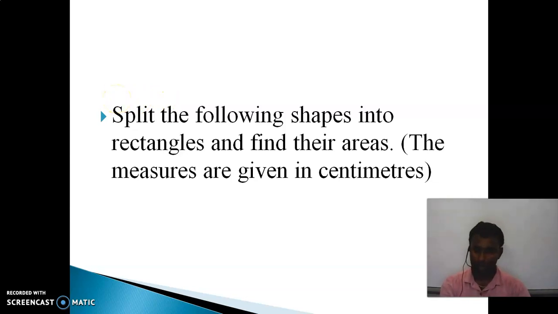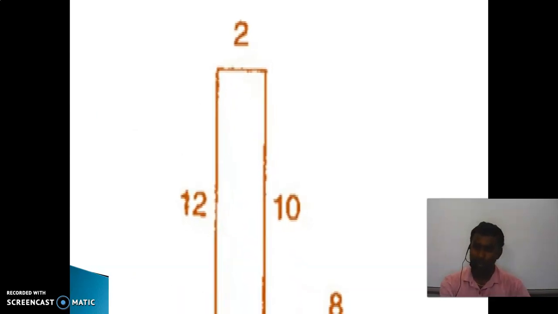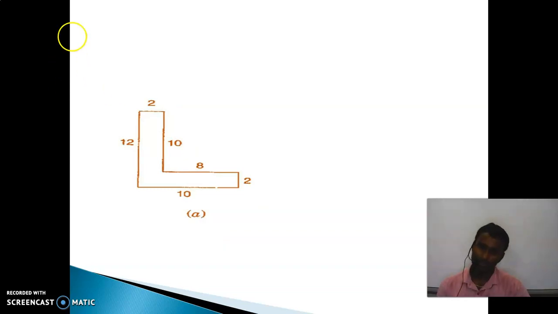So can we look at the model problems? Just look here. This is problem number one.